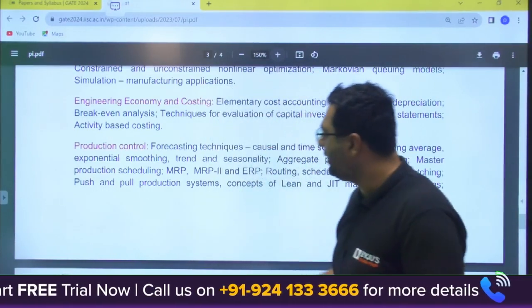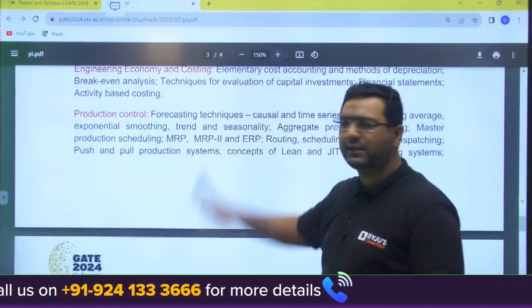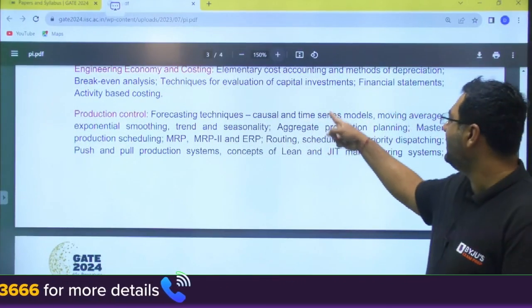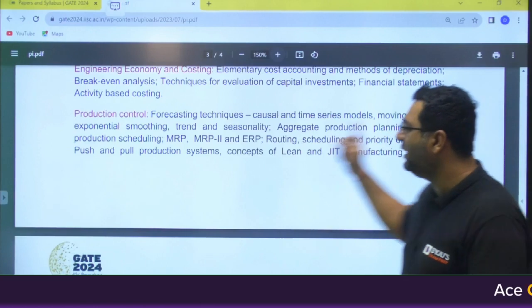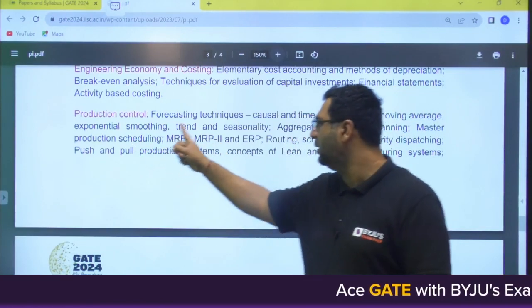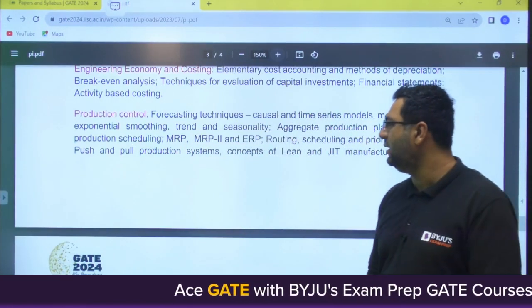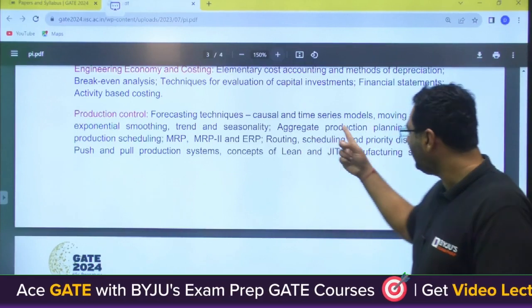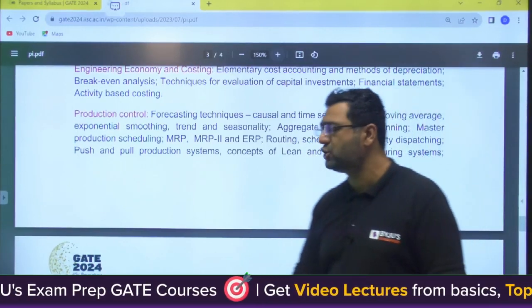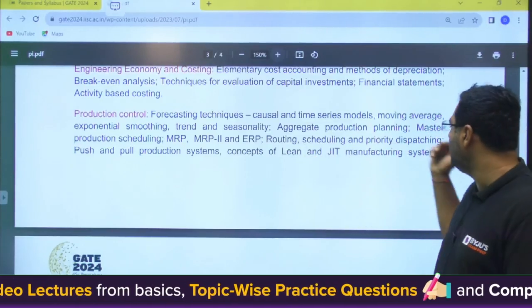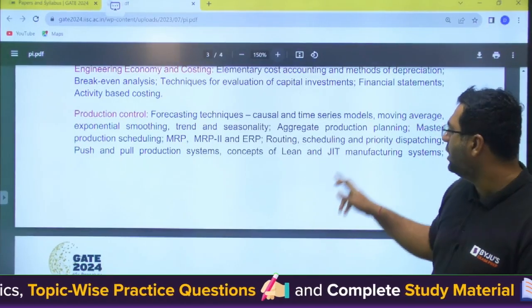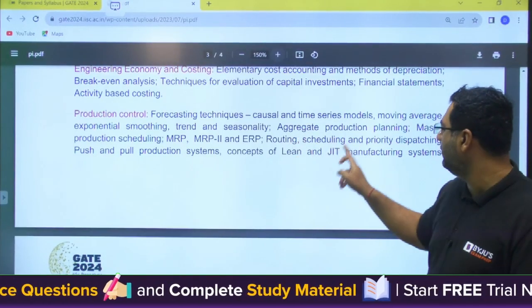Okay, then my dear, production control, forecasting technique you study in industrial. Causal and time series you study, time series you study there. Moving average, exponential smoothing, forecasting. Trend and seasonality, that you study. Aggregate production planning, master production schedule, MRP, MRP2, ERP, routing, scheduling, priority dispatching. So up to this routing, scheduling we study.